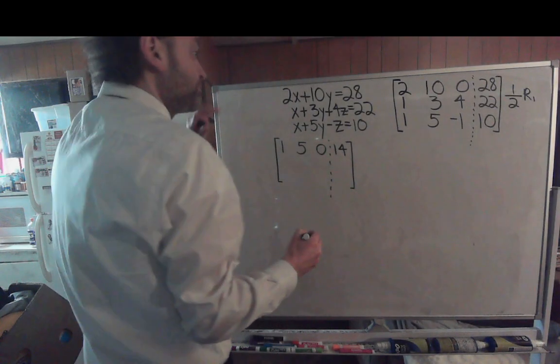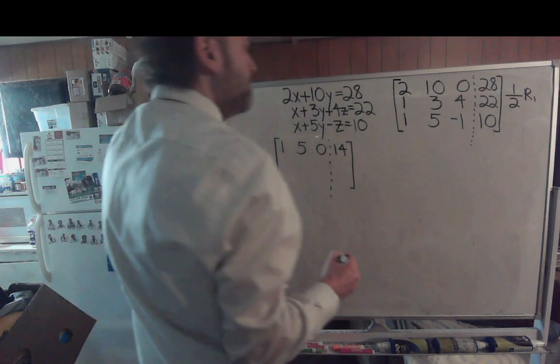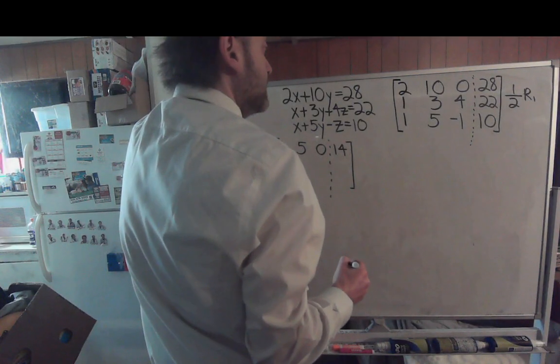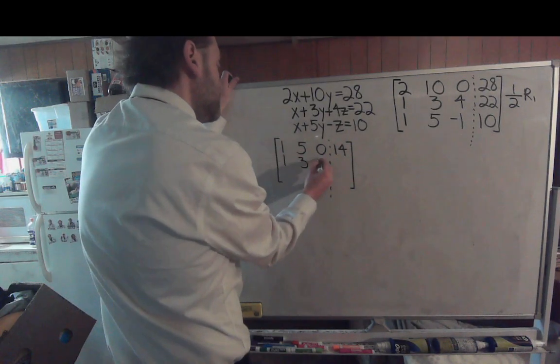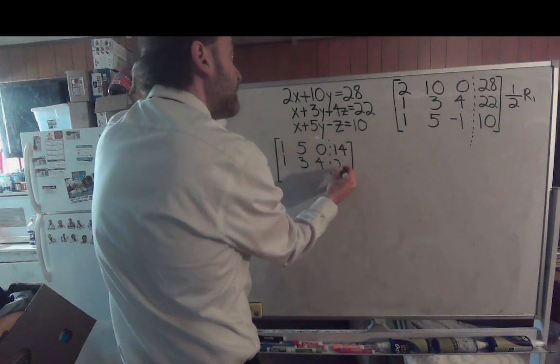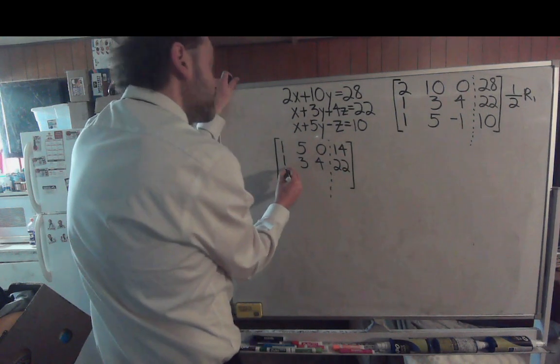All right. So now we got, let's see, still have row 2 and row 3.